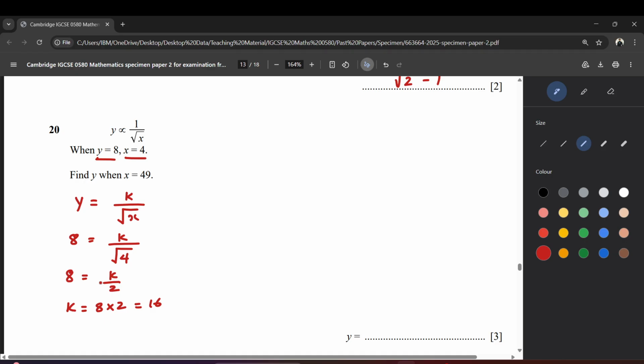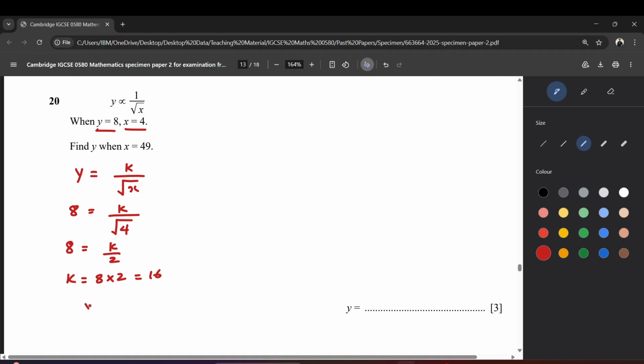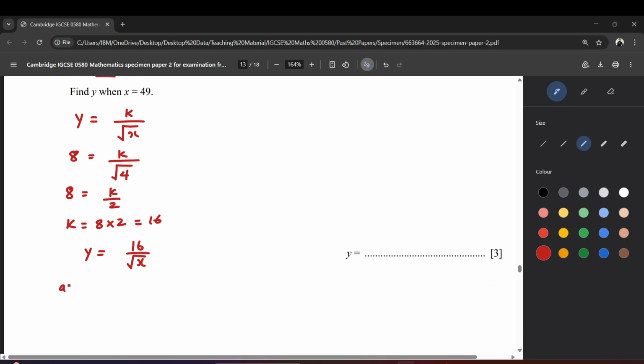Okay. Now, we know that y is equal to 16 upon root x. It says find y when x is equal to 49. So at x equals 49, y equals 16 upon root 49, which is 16 upon 7. Okay, so that's my answer.